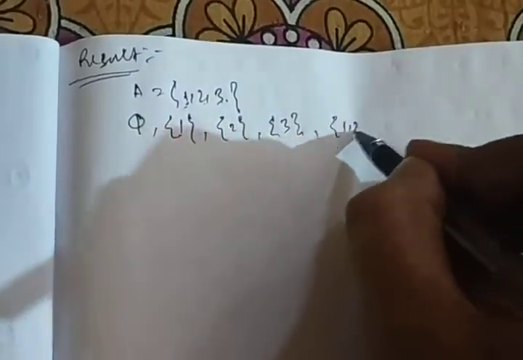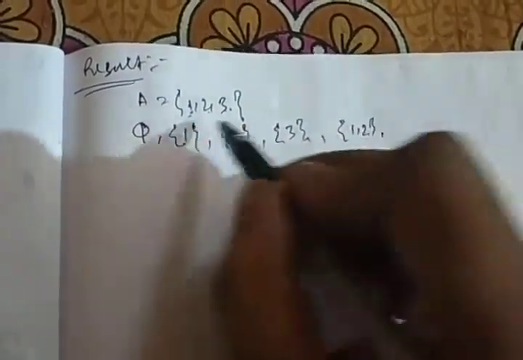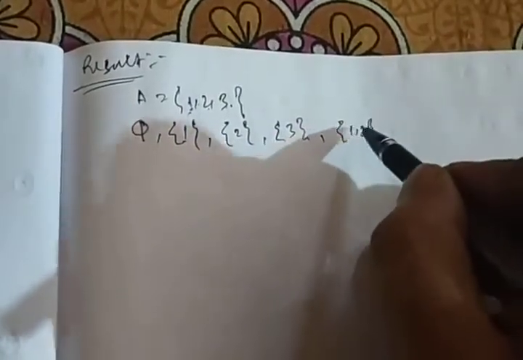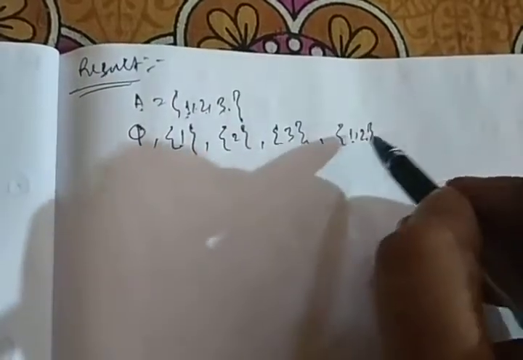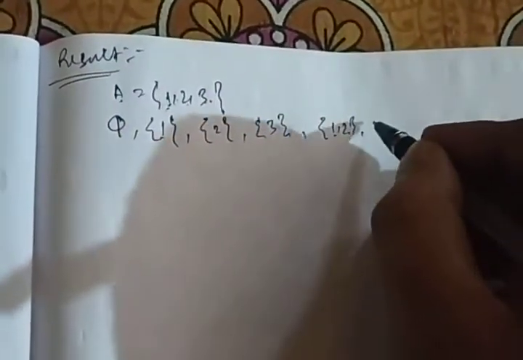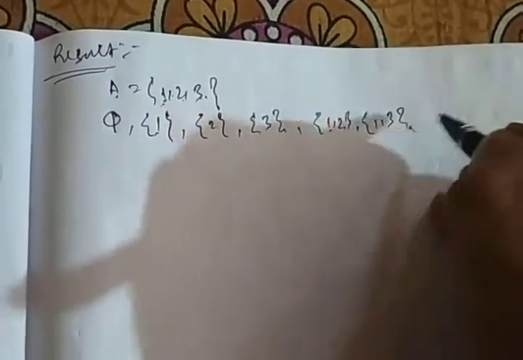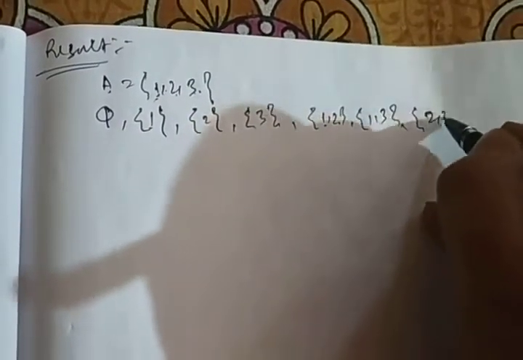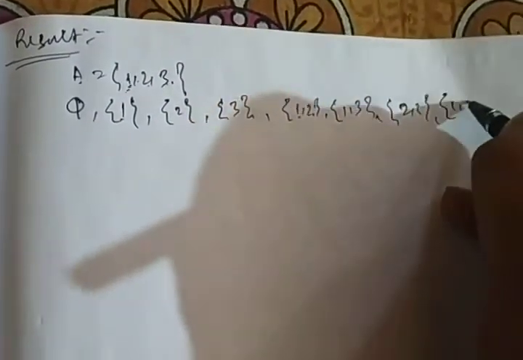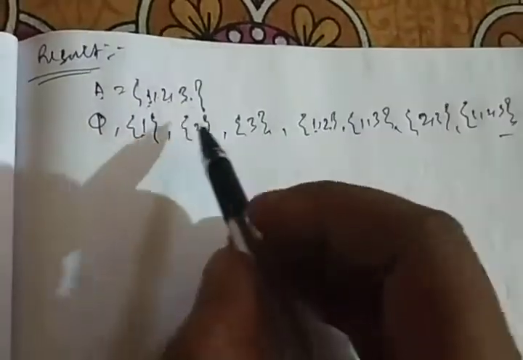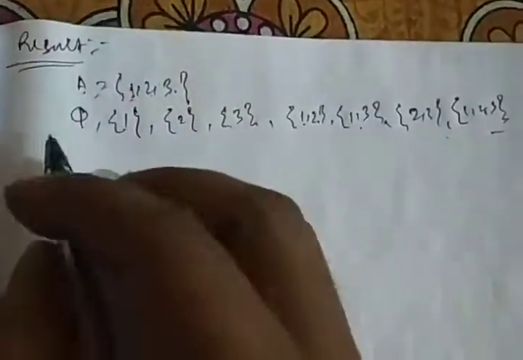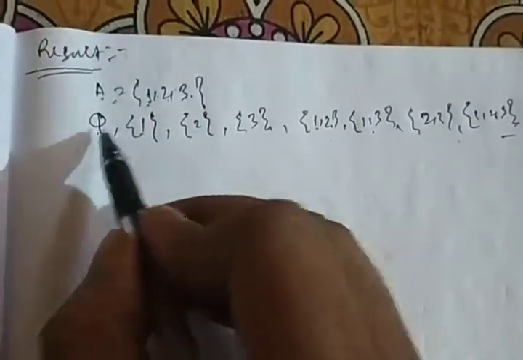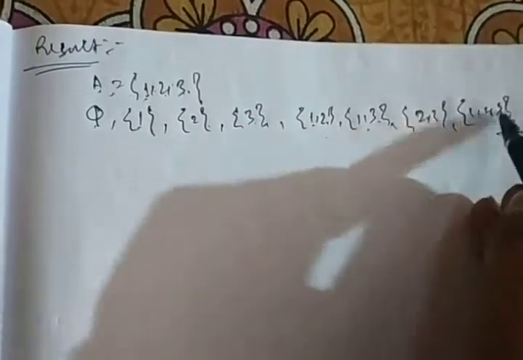If we select 1 and 2, then we get the set {1, 2}, which is a subset of A, because this set has 1 and 2 and they also belong to A. So {1, 2} is a subset of A. Also {1, 3}, the same as {2, 3}, and also the set with all elements, which equals A. So this is also a subset of A, this is also a subset of A, and so on. So the number of subsets is 1, 2, 3, 4, 5, 6, 7, 8.